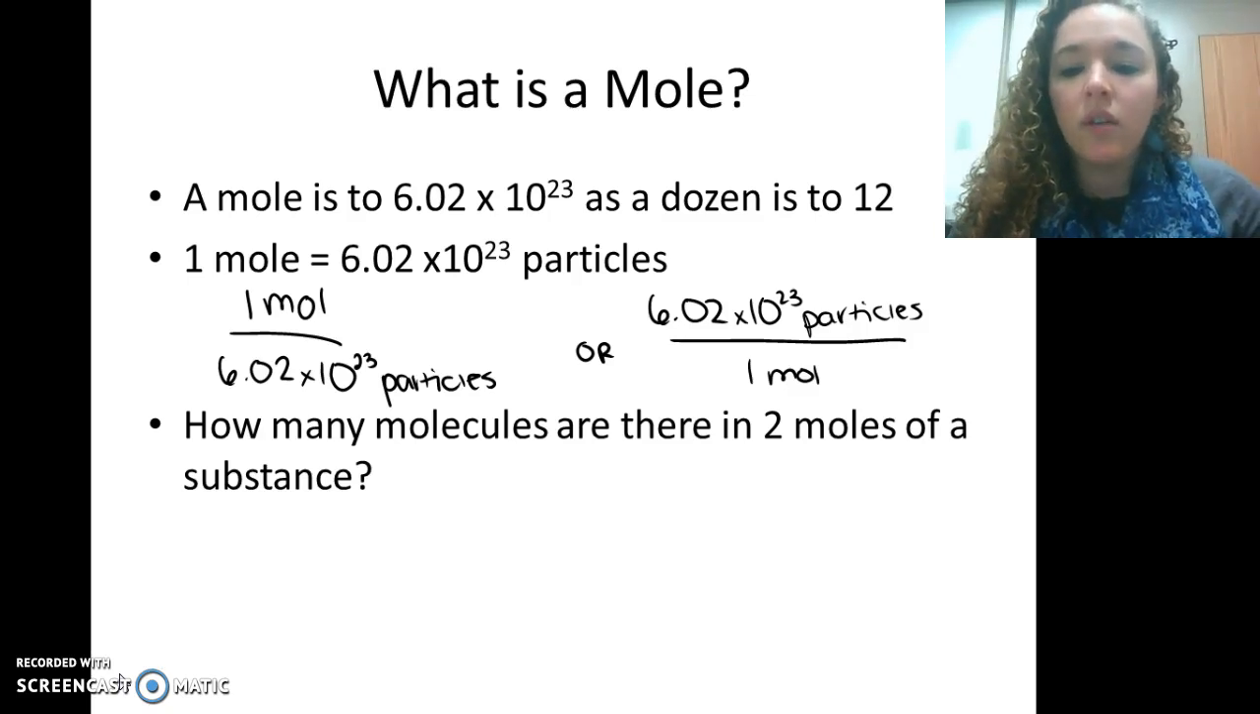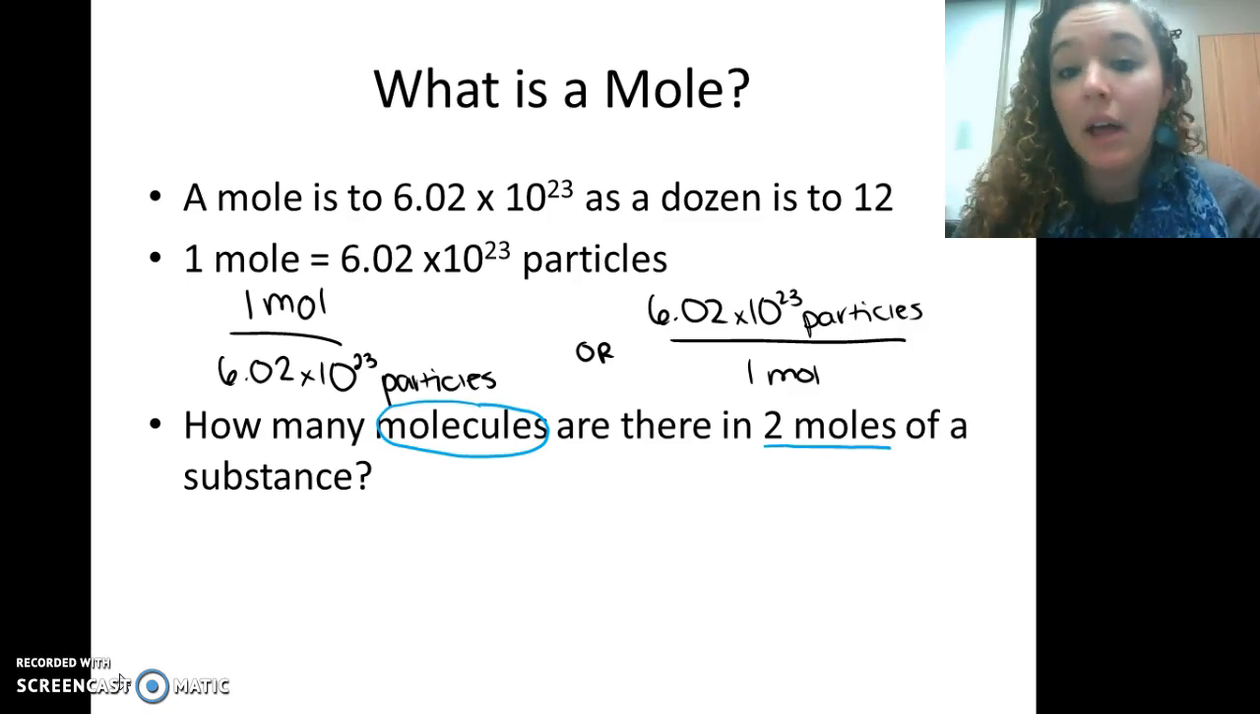So if I wanted to convert 2 moles of a substance into the number of molecules, I want to first circle what I'm solving for, the units that I'm solving for, and I want to underline what I am given. So I'm given 2 moles and I'm solving for molecules.